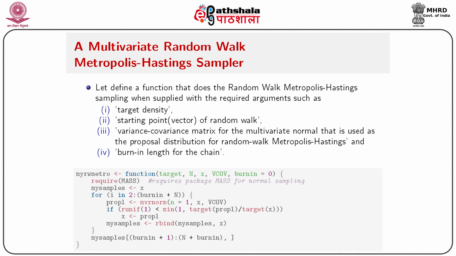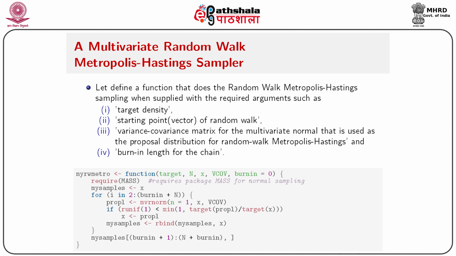In this module, we are going to see the different Metropolis-Hastings, or rather MCMC, diagnostic procedures that are there, and especially focus on the convergence of the Metropolis-Hastings sampling. So let's define a function that does the random walk Metropolis-Hastings sampling when supplied with the required arguments such as target density, starting point of the random walk, the variance covariance matrix for the multivariate normal that is used as the proposal distribution for random walk Metropolis-Hastings, and burn-in length for the chain.